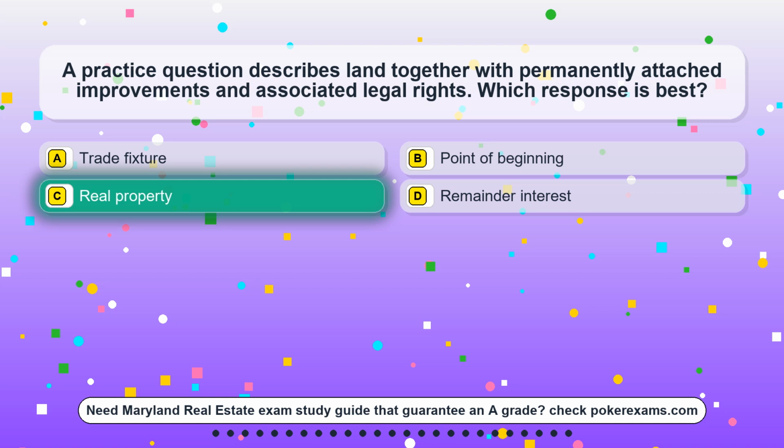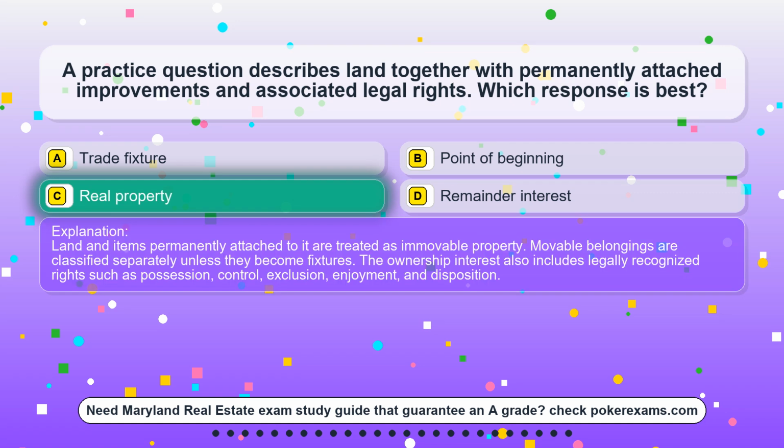The correct answer is option C, real property. Land and items permanently attached to it are treated as immovable property. Movable belongings are classified separately unless they become fixtures. The ownership interest also includes legally recognized rights such as possession, control, exclusion, enjoyment, and disposition.